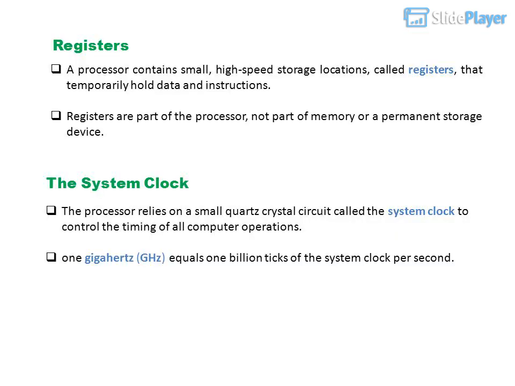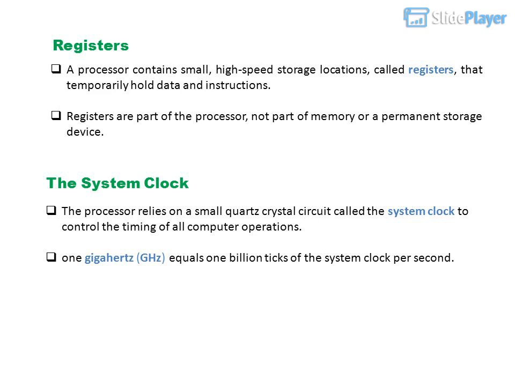Registers. A processor contains small, high-speed storage locations, called registers, that temporarily hold data and instructions. Registers are part of the processor, not part of memory or a permanent storage device.